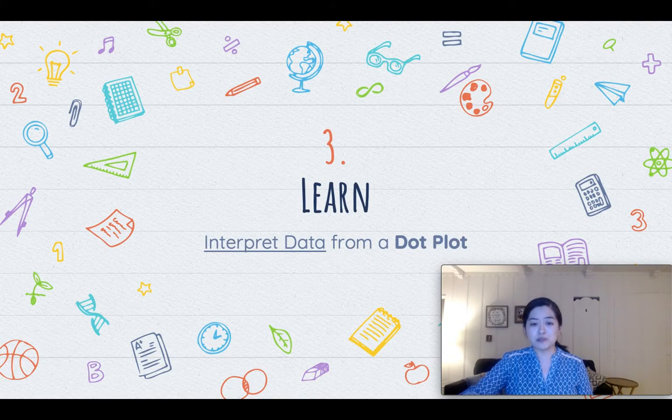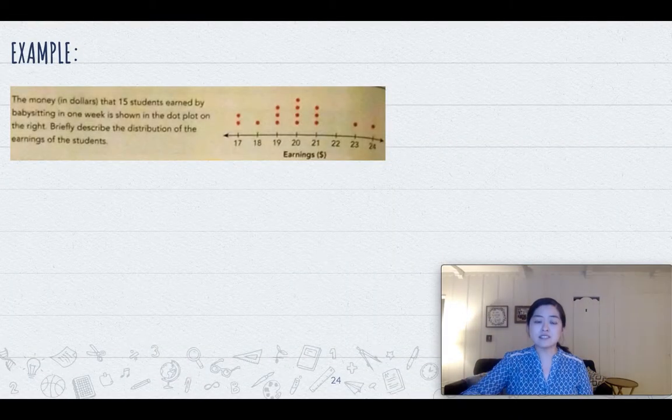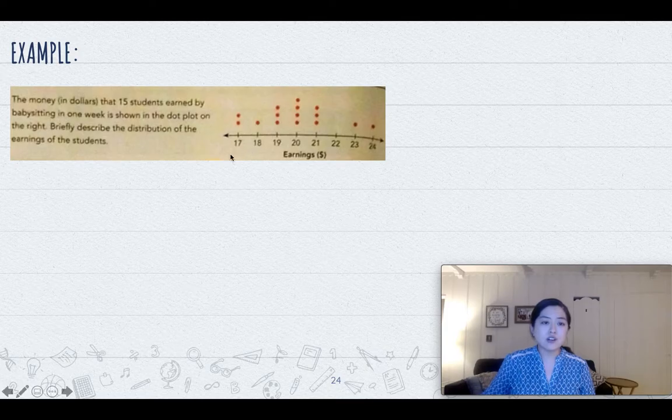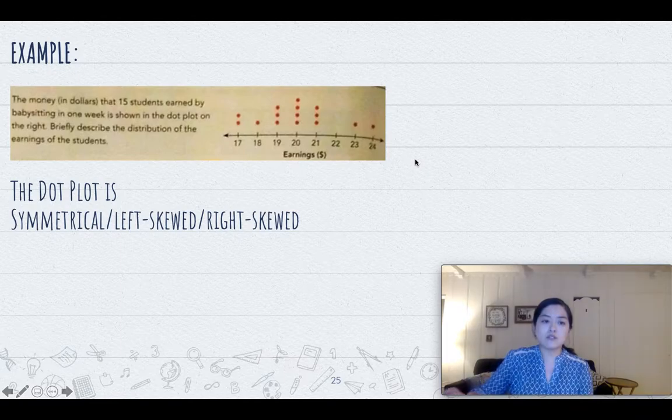Now let's interpret data from looking at dot plots. Look at this example. The money in dollars that 15 students earned by babysitting in 1 week is shown in the dot plot on the right. Briefly describe the distribution of the earnings of the students. So distribution just describes the spread of the data that you see. First of all, is the dot plot symmetrical, left skewed, or right skewed?